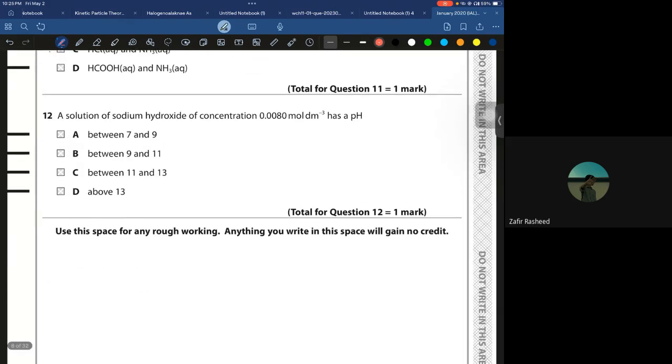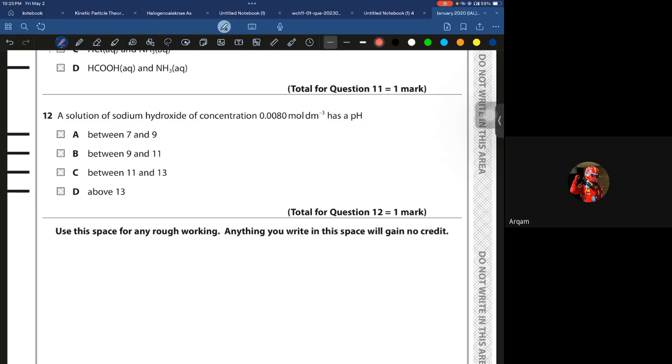Then, a solution of sodium hydroxide of concentration 0.008 mole per decimeter cube has a pH between these values. What do you think about that? What's the answer? C, sir.